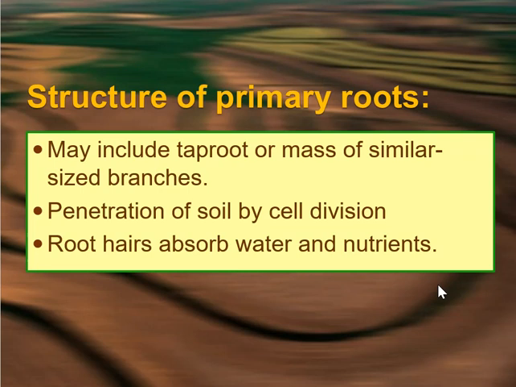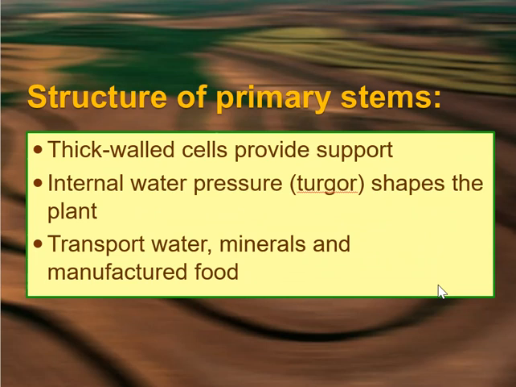So the structure of primary roots. They may include taproot or a mass of similar sized branches, okay? So they penetrate the soil by cell division. So mitosis happens, that root is digging deeper and deeper into the soil. And then the root hairs absorb water and nutrients. The structure of the primary stem.